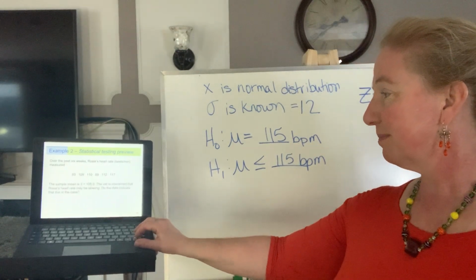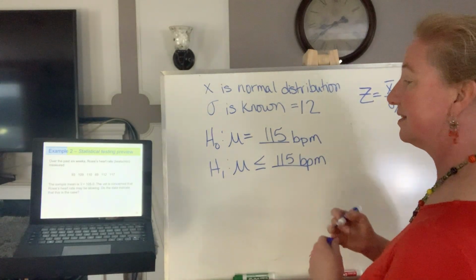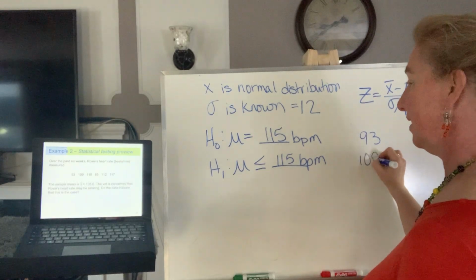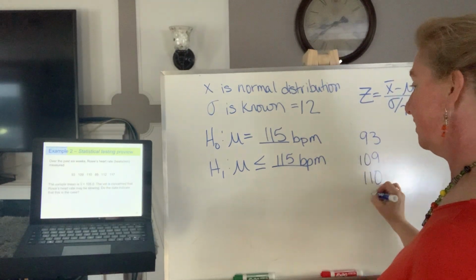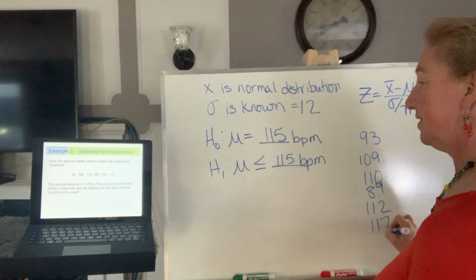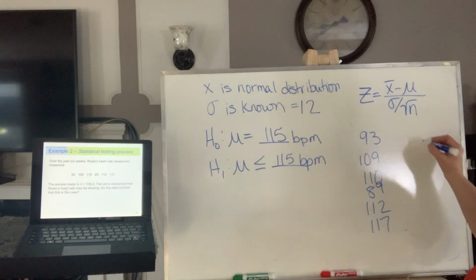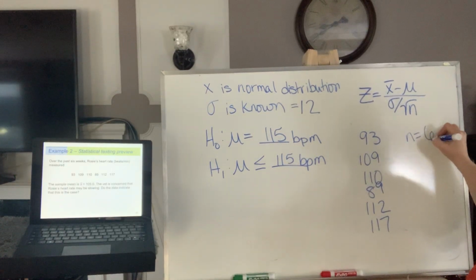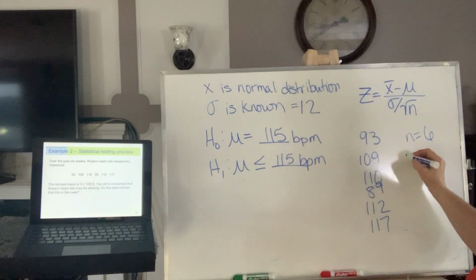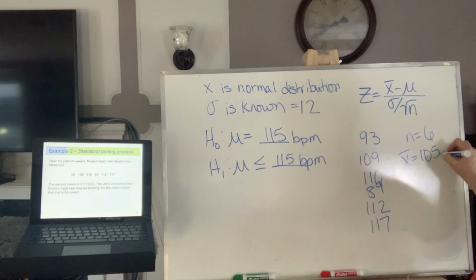So that's the manual. And then she has taken these readings: 93, 109, 110, 89, 112, and 117. So over 6 weeks, n equals 6. Over 6 weeks, she's taking these readings and finds that X bar is equal to 105.